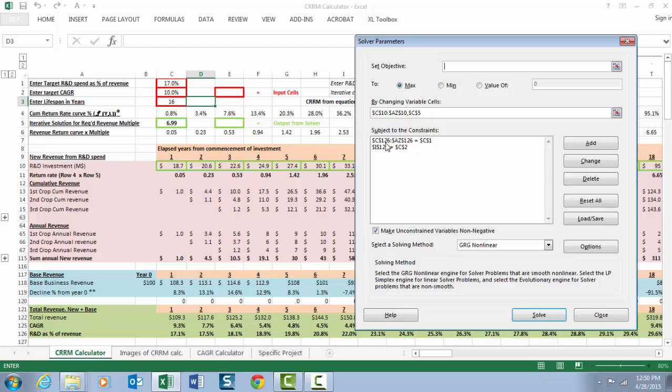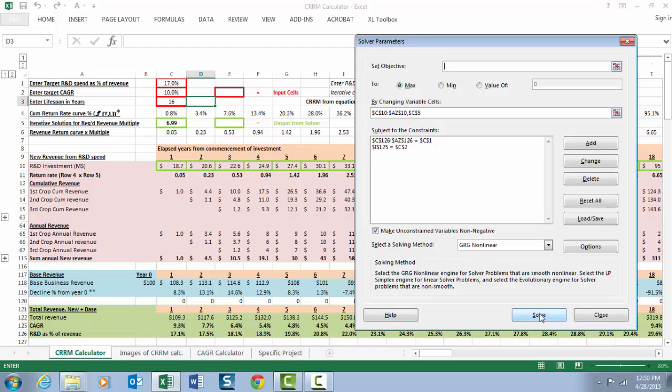And if we look at the constraints, we're saying those are cells C126 through AZ126, which is the R&D spend rate here. We want that to be equal to C1, which is the target R&D spend rate of 17%, and also cell I125, which is the CAGR. We want that to be equal to C2, which is the compound annual growth rate. So let's go and hit solve.